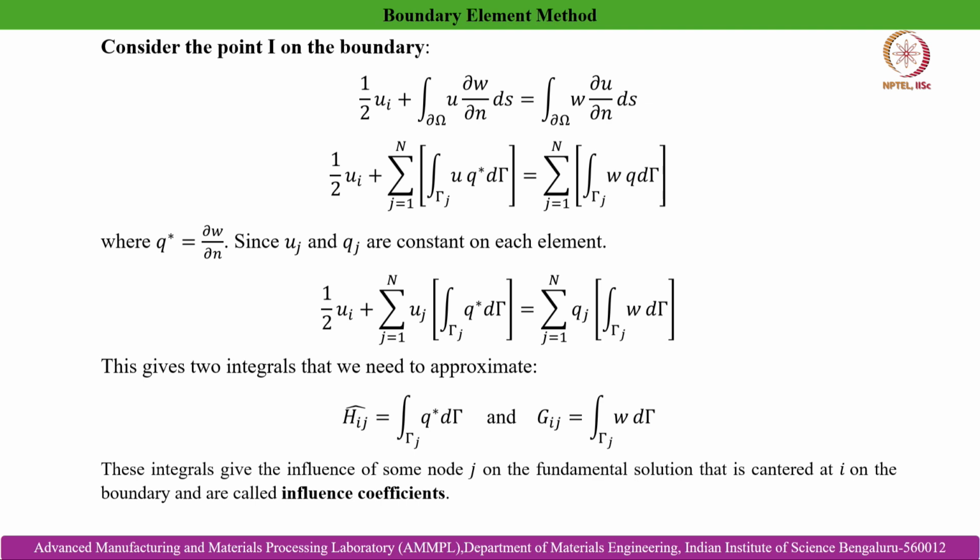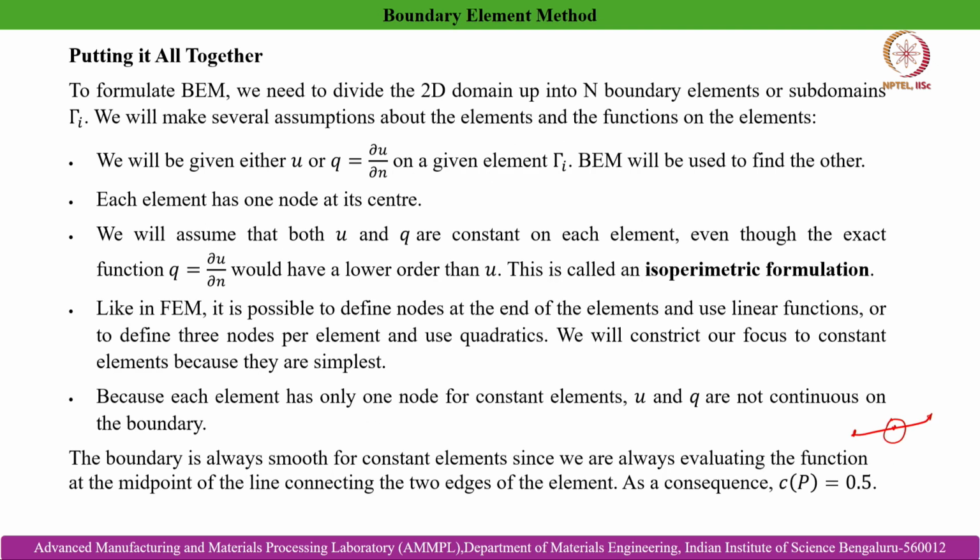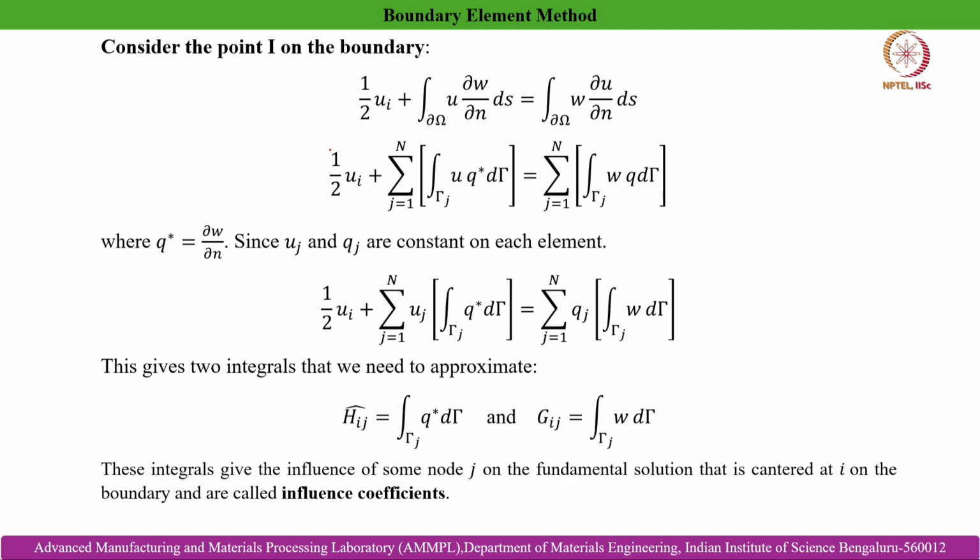The integration over tau j of u q bar asterisk, because here we have defined q as del u del n, and here we will define q asterisk as del w del n. So, putting the values of both q and q asterisk over here, we can replace del w del n and del u del n with q asterisk and q. Then, writing accordingly from this equation, we arrive at this expression.